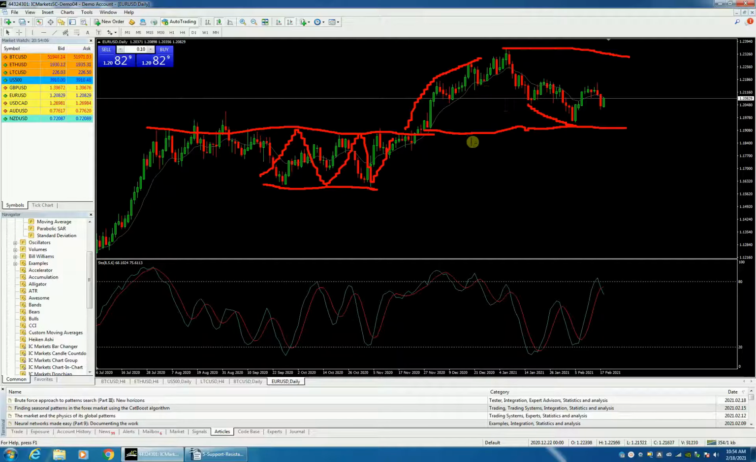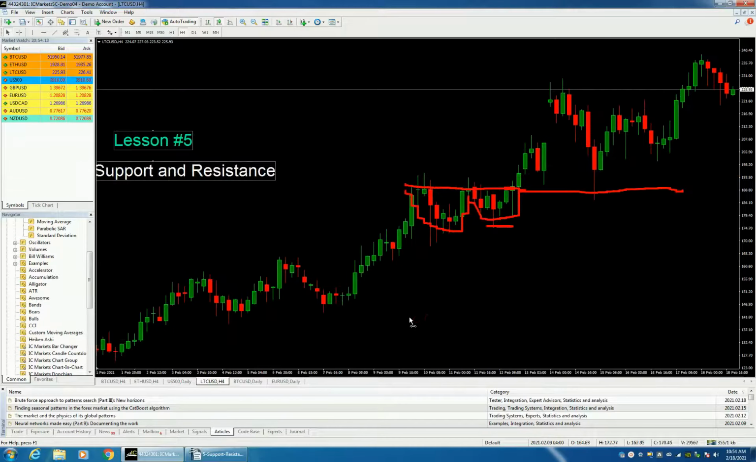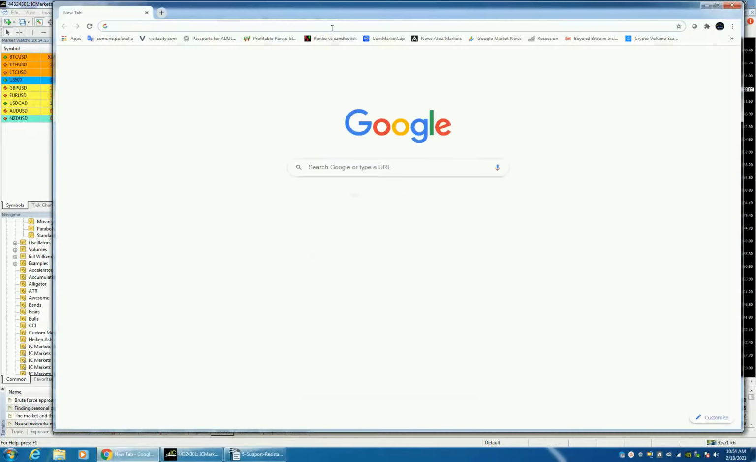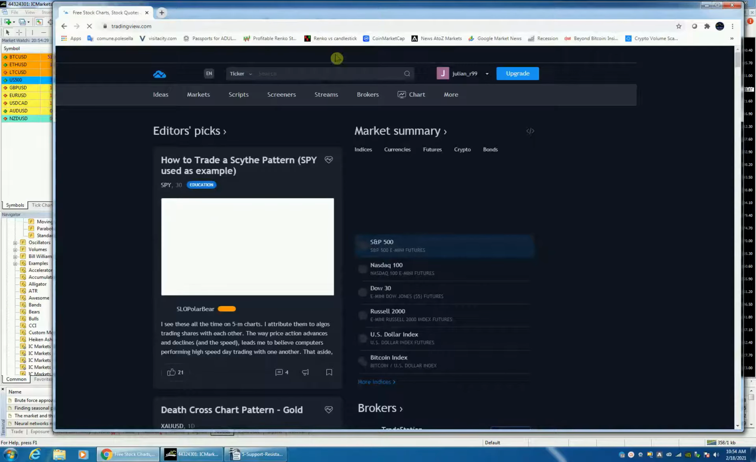All right, so for right now, what is your homework? Pick a chart over here, for example, Litecoin. Do you find some key reversals? I already painted the support and resistance over here, but pick your preferred trading platform. I like TradingView, a nice free platform where you can pick your charts.